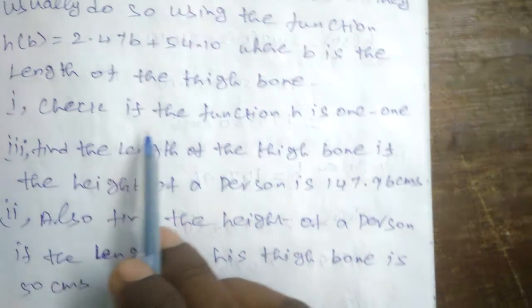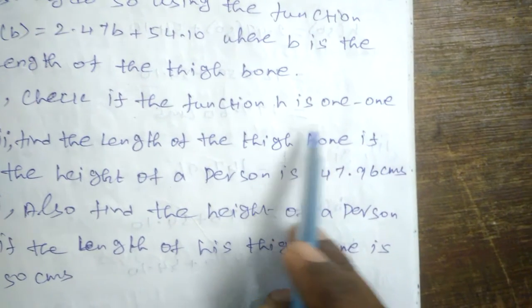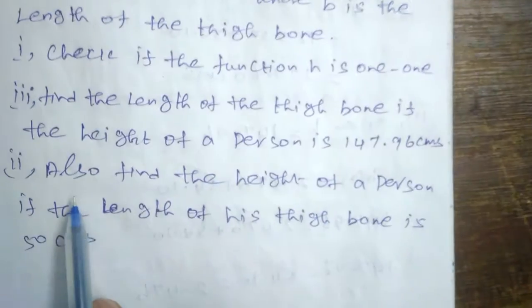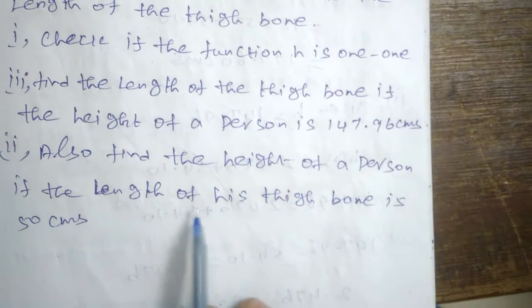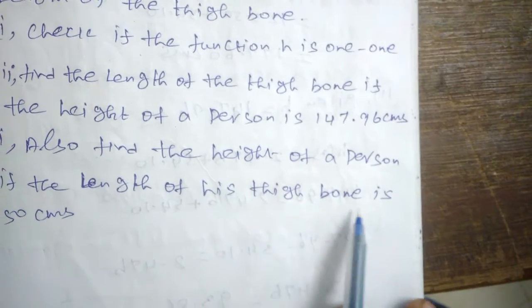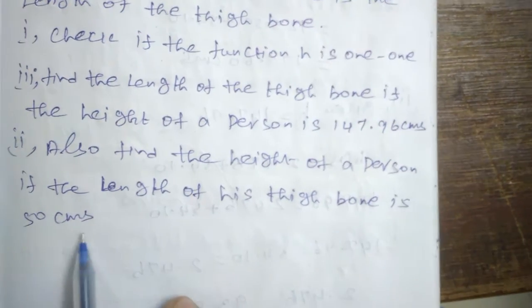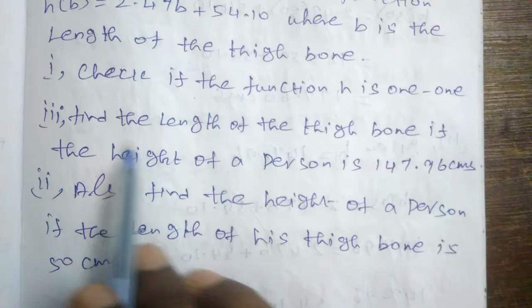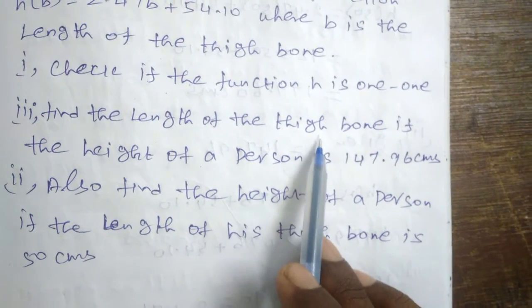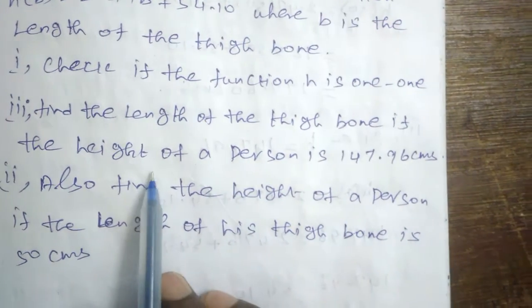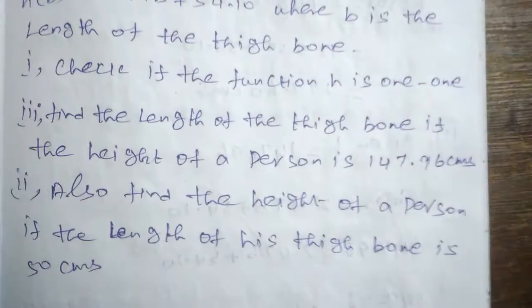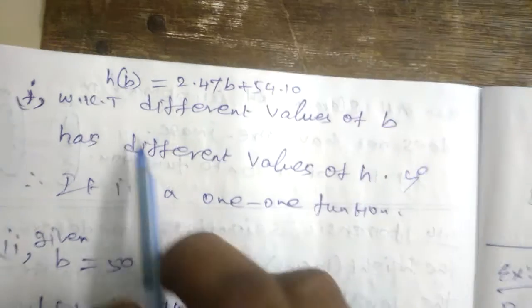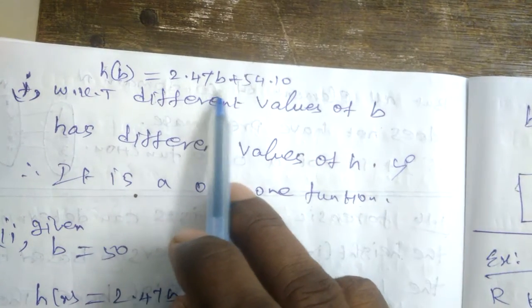Number 1, check if the function h is one-one. The second one, find the height of a person if the length of his thigh bone is 50 centimeters. And the third one, find the length of the thigh bone if the height of the person is 147.96 centimeters. Listen, they are given h of b is equal to 2.47b plus 54.10.